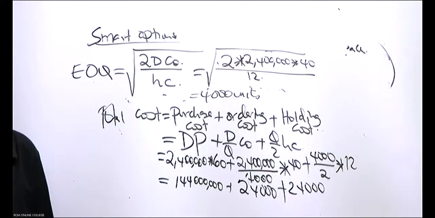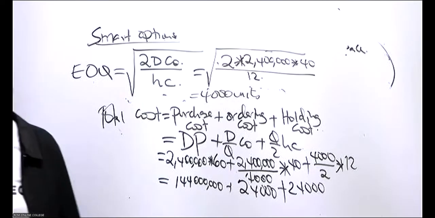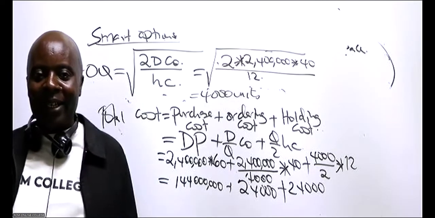The online students are not writing anything. The online students, what are you getting as your total cost? At least I can hear the physical students. So it is 48,000, isn't it? Now we have finished this area.